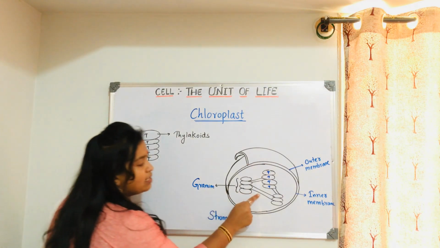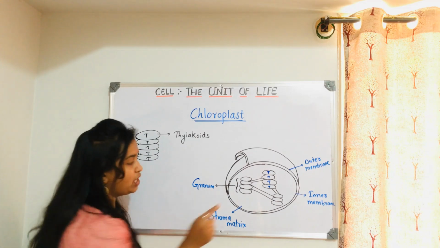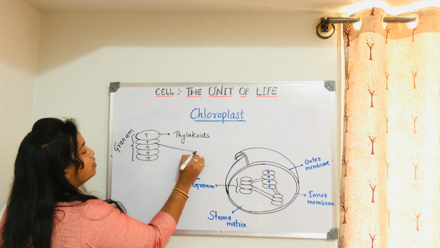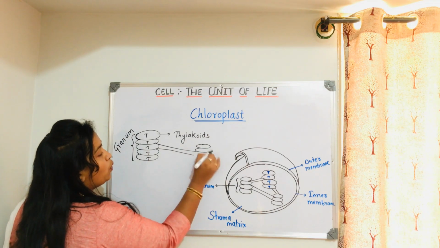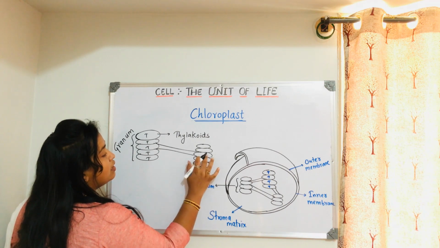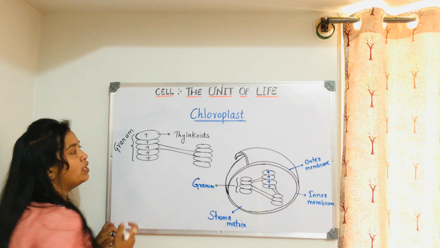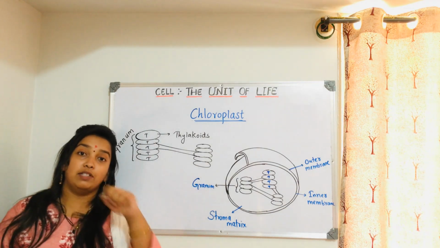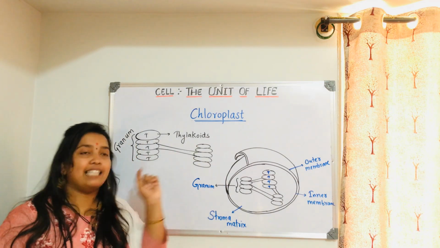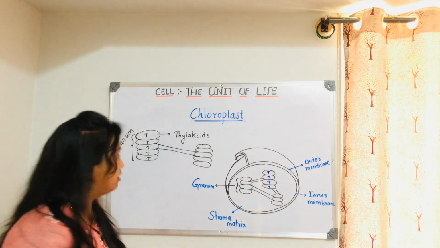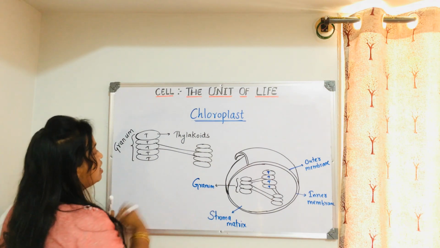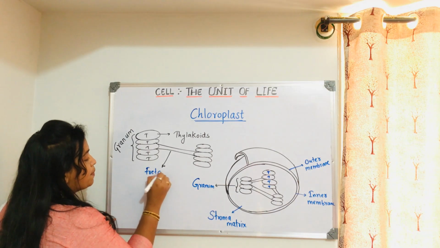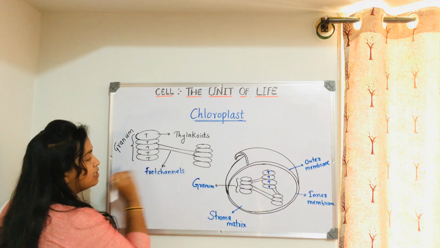Now you can see there are long tubular structures which are connecting these grana, right? These are long structures like this, connecting different grana present in the chloroplast. Now what are these structures? These structures will confuse you more, and in the exam also they'll be asking about this because it confuses you a lot. These are called fret channels. They have so many names, I'll write everything. These are called fret channels.